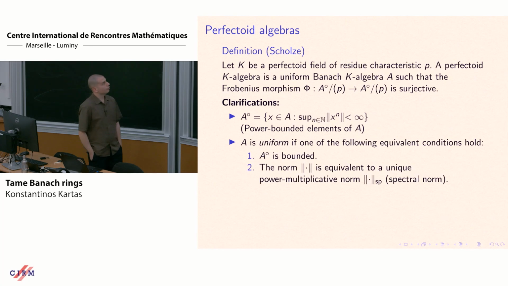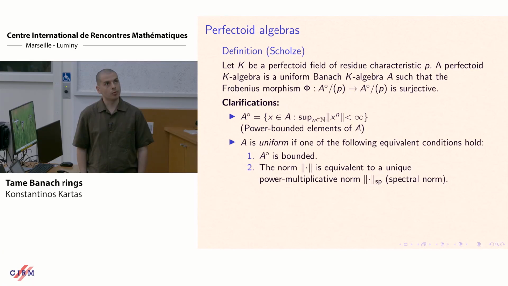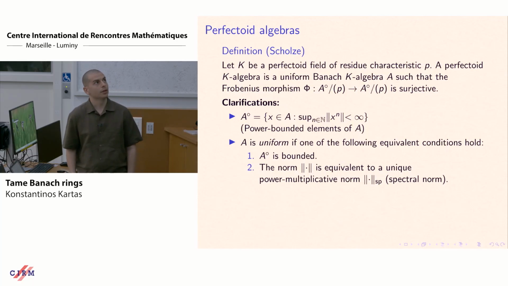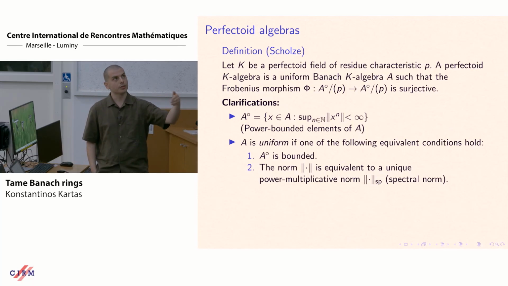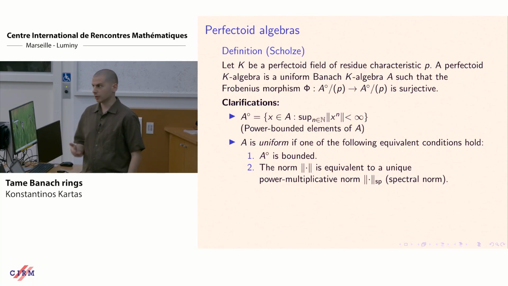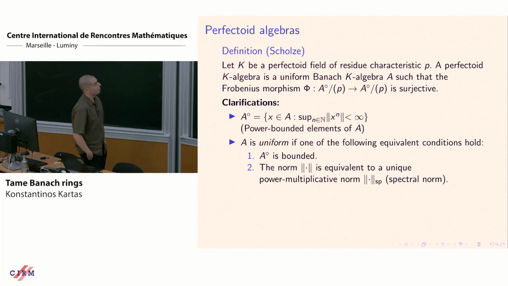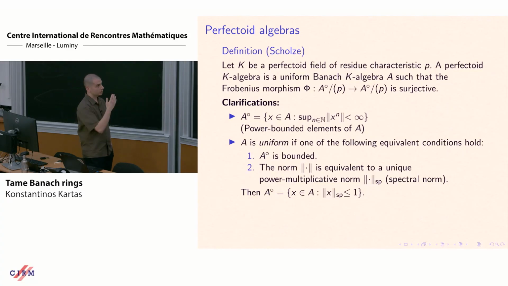So a Banach algebra is uniform if one of the following two equivalent conditions hold. A circ as a set is bounded. That's one condition. And the second one is actually the one we're going to use, is that the given norm on the Banach algebra is equivalent, in the sense that it induces the same topology, to a power multiplicative norm, which is sometimes called the spectral norm of the Banach algebra. So actually, in the case we are interested in, there is a natural choice of a norm, which is this spectral norm. And with respect to that spectral norm, A circ is simply the unit ball. So feel free to ignore all the previous discussion and just think of, yeah?